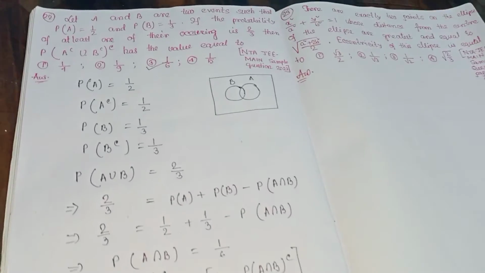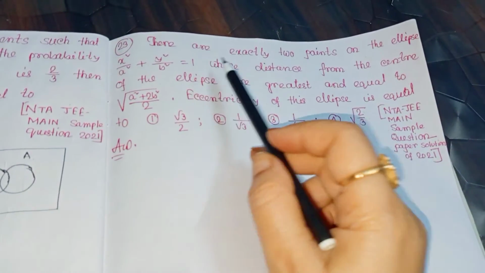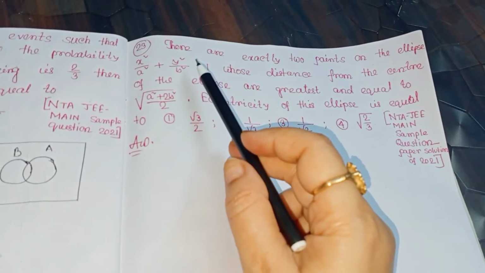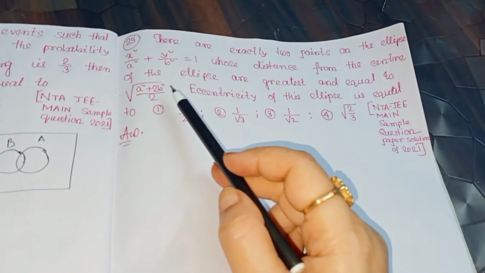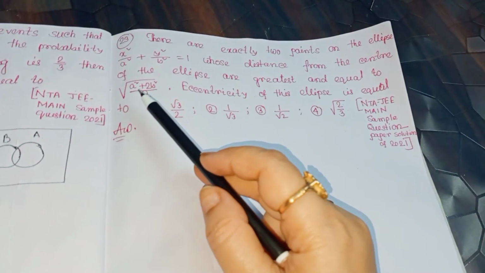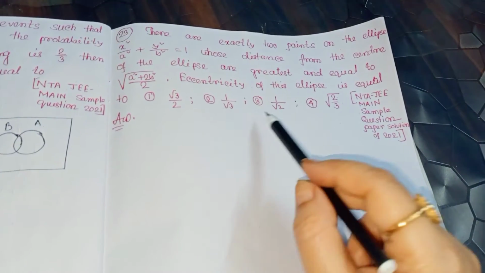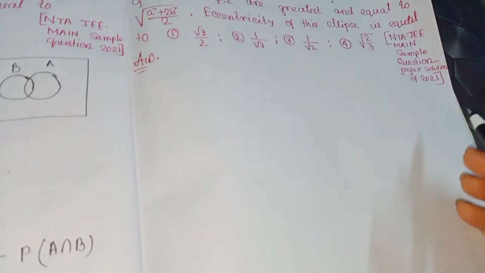Now moving to question 23. There are exactly 2 points of the ellipse x square by a square plus y square by b square is equal to 1, whose distances from the center of the ellipse are greatest and equal to root of (a square plus b square) by 2. The eccentricity of the ellipse is equal to? Four options are given. This is a very interesting problem, and the possibility of it coming is maximum high.